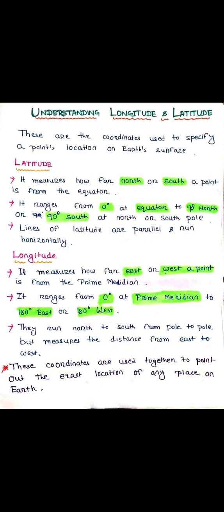These are the mapping of the Earth: longitude, latitude, and the equator and prime meridian.